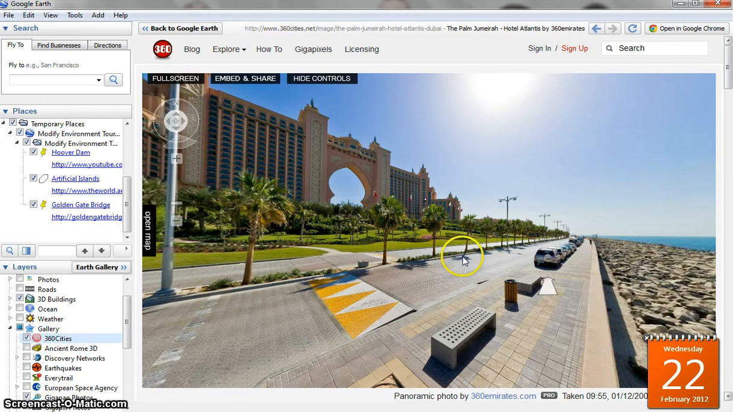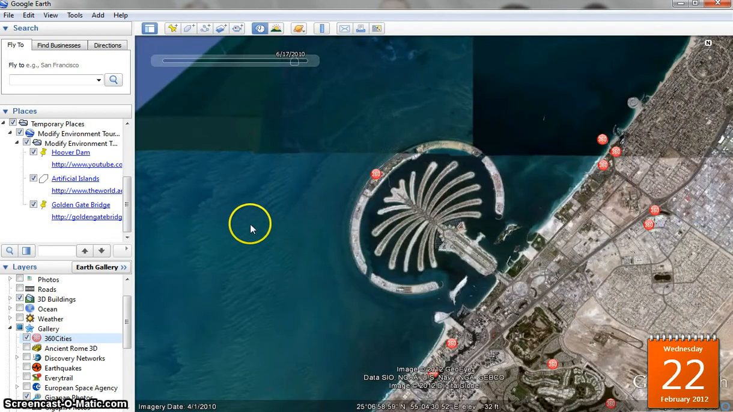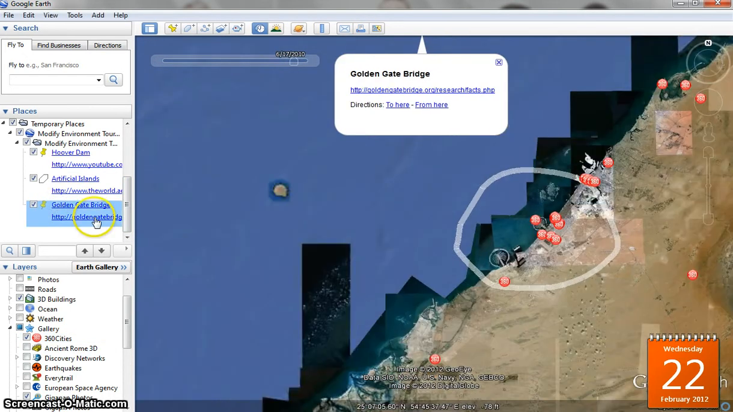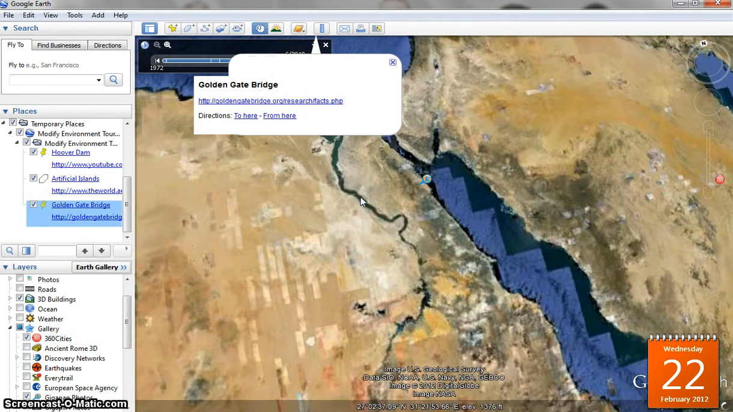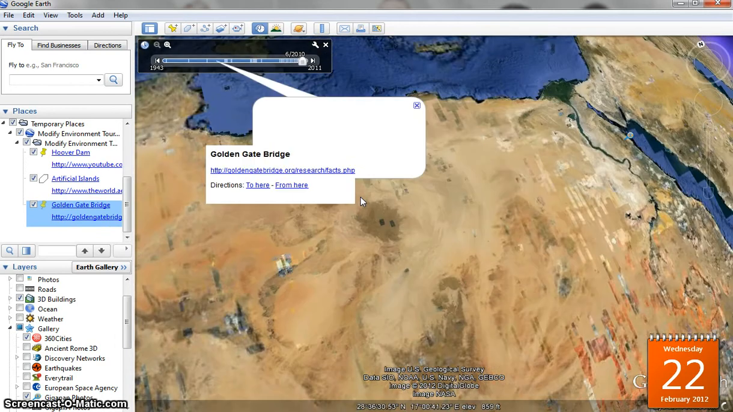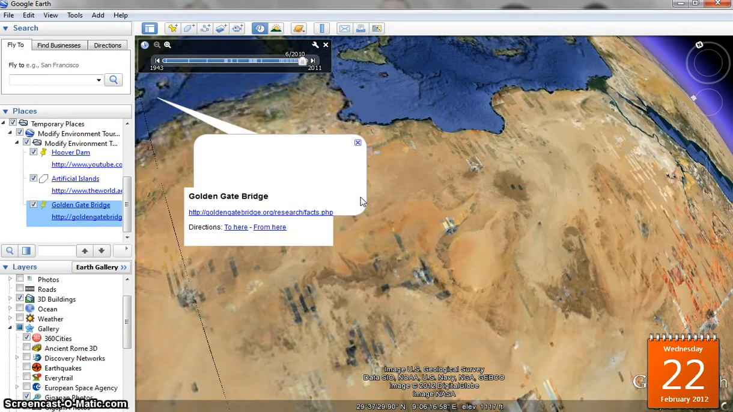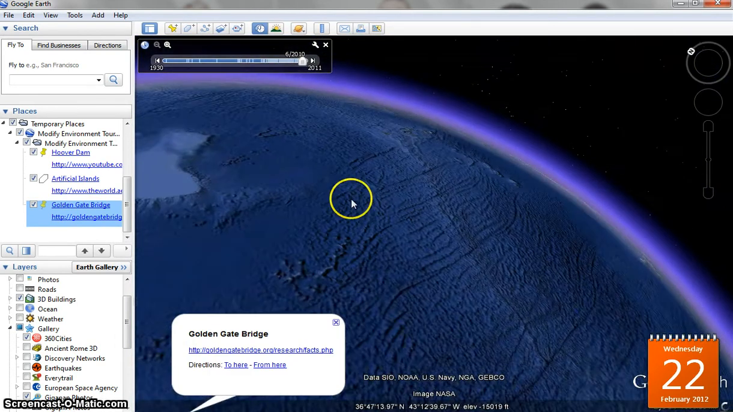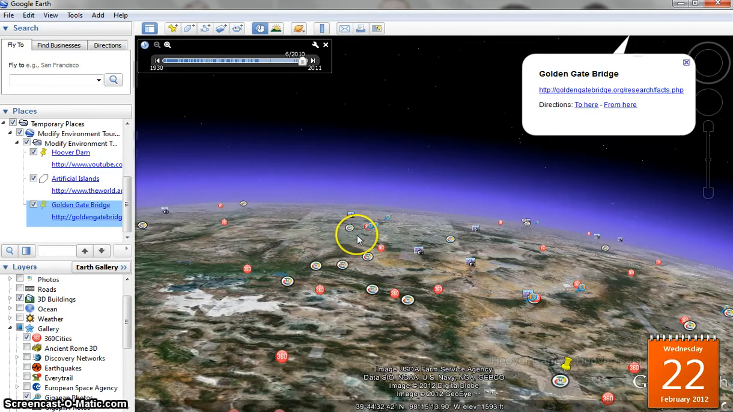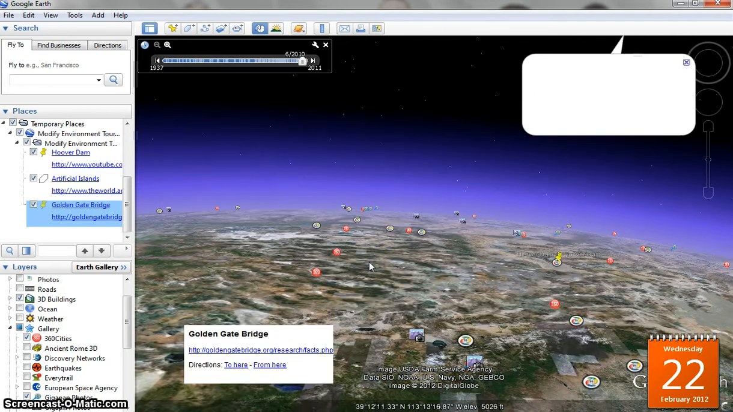Okay, for the sake of time, we're going to move on to our next landmark, but you guys can definitely go ahead and explore this more a little bit later. Now we're going to move on to the Golden Gate Bridge. Does anyone know where the Golden Gate Bridge is? Alright, and does anybody know how it was built? Or how long it took?